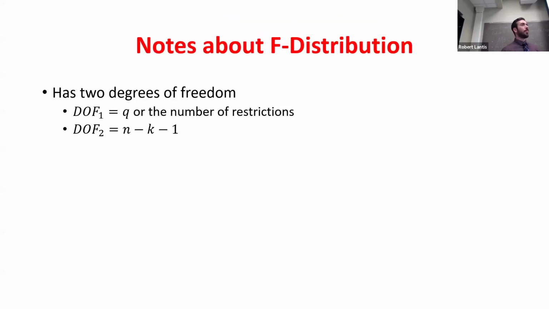So, just a couple more notes about the F distribution. And I forgot to pull it up, but I'll pull open the file that I put on Canvas that has the actual F table, right?